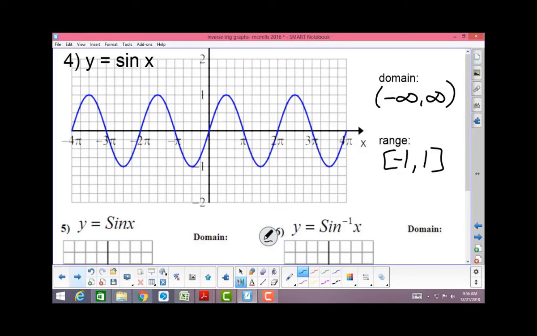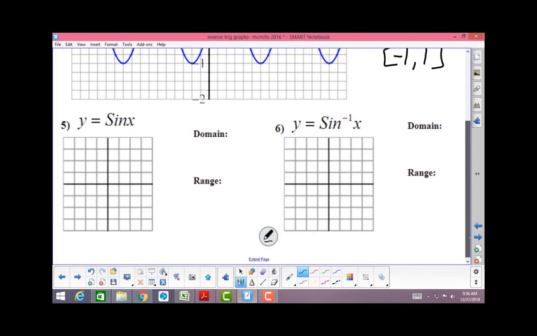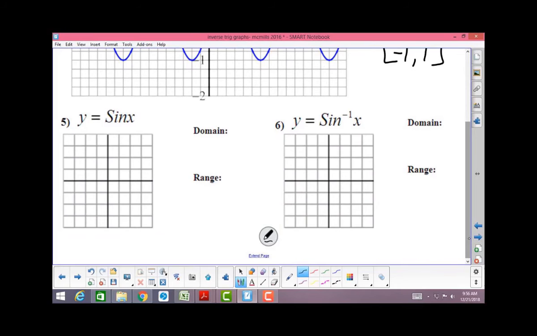Again, we are going to restrict this and draw it with the capital S so that it only has its principal values so that its inverse will exist. It has to be 1 to 1 to be able to have an inverse. So the domain is going to be from -pi over 2 to pi over 2. That's our principal values for sine. And your range will still be from -1 to 1.